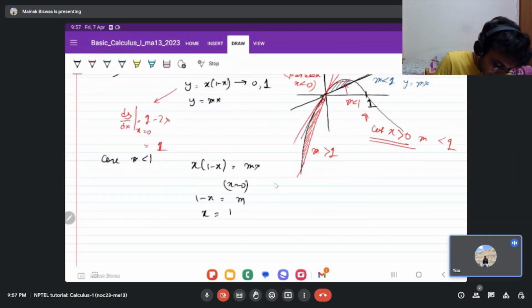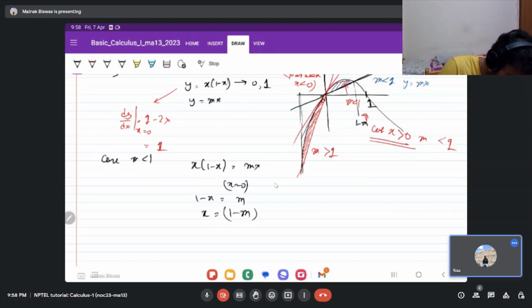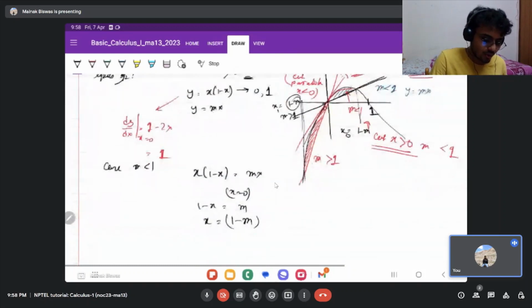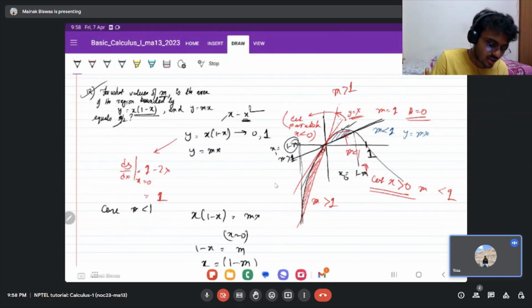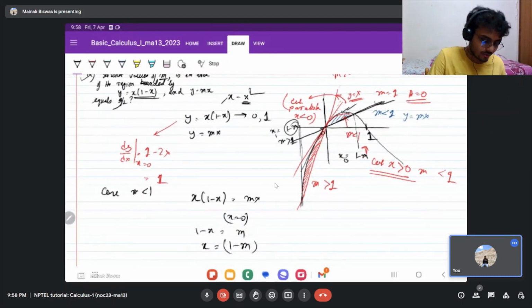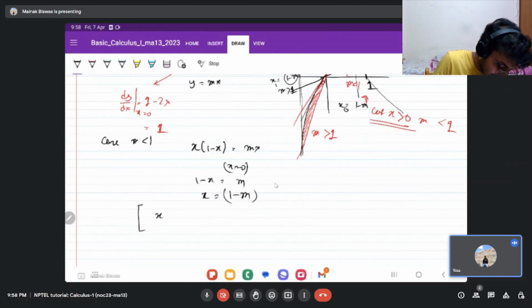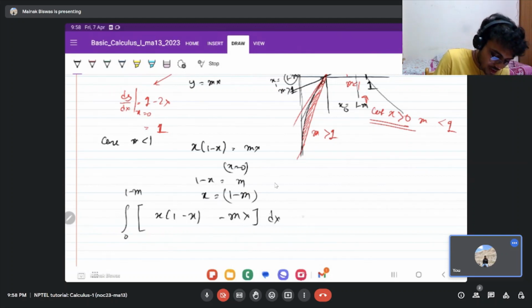So we have x is equal to 1 minus m. So this point is 1 minus m, right? And this point is also 1 minus m, but m is greater than 1 here, so you're having a negative value. So you see the first integral, which curve is above? This is above. We are still using the derivatives, that lower m means this line will be below the curve. So what will be the area? The above curve is x into 1 minus x, the below curve is mx, and the area between 0 and 1 minus m dx, and this will be 9 by 2.